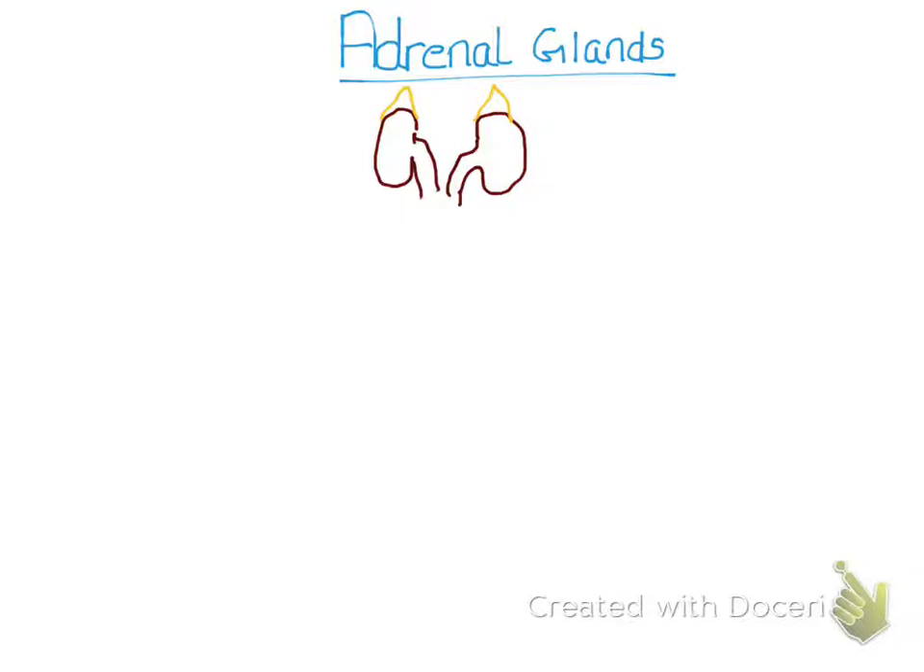The adrenal glands are paired retroperitoneal endocrine glands that are situated on the upper pole of the kidneys. So you can see them here in this diagram. They play a key role in the production of catecholamines.